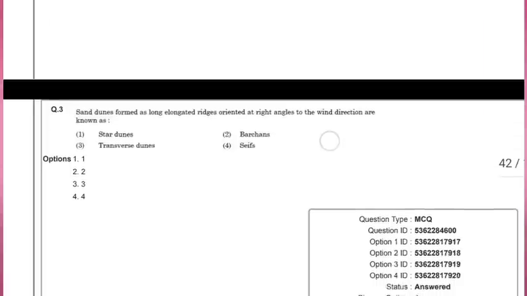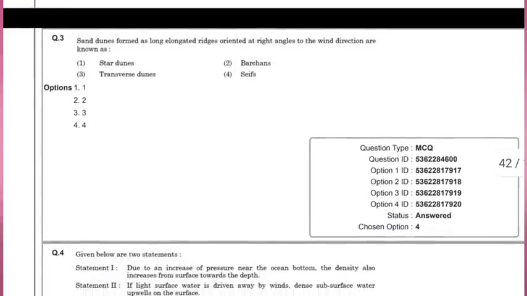And the next question: The sand dunes forming long elongated ridges originated at right angles to the wind direction are known as... option 3, the transverse dune. Transverse dune is the correct answer. Option 3 is the correct answer.